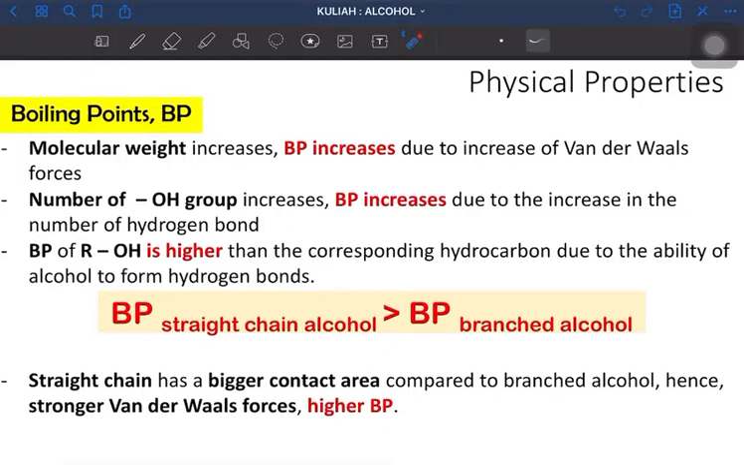Okay, and then the second factor is the number of OH group. Okay, so kalau number of OH group increase, boiling point pun akan increase.